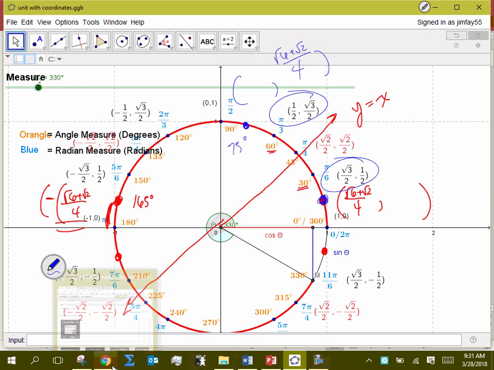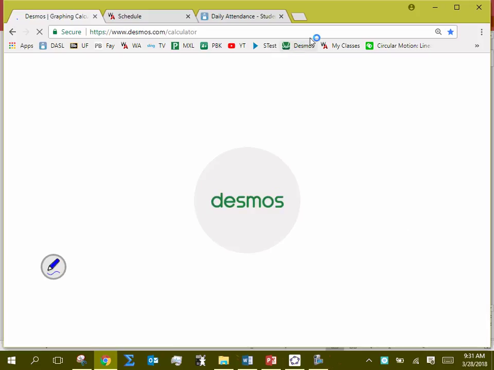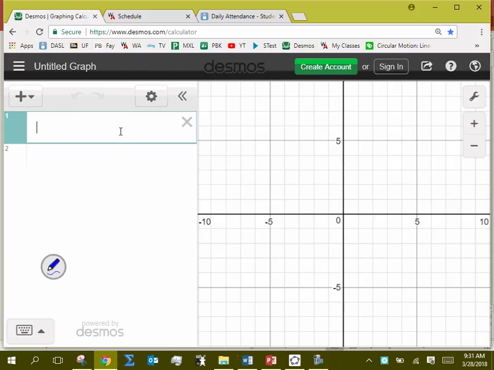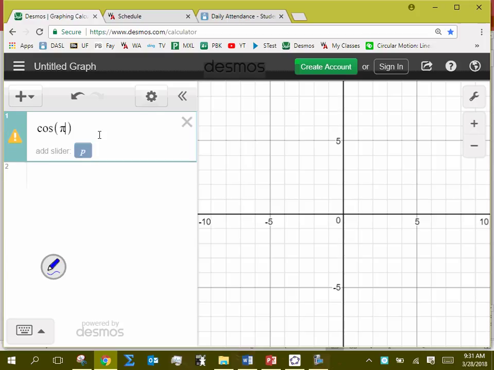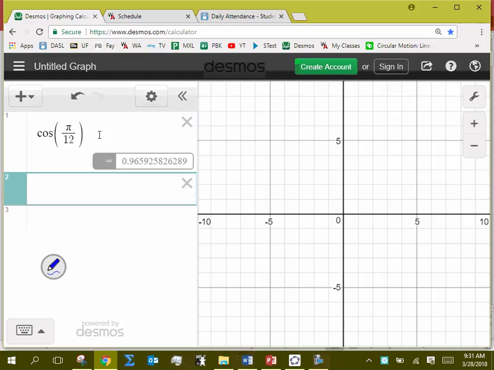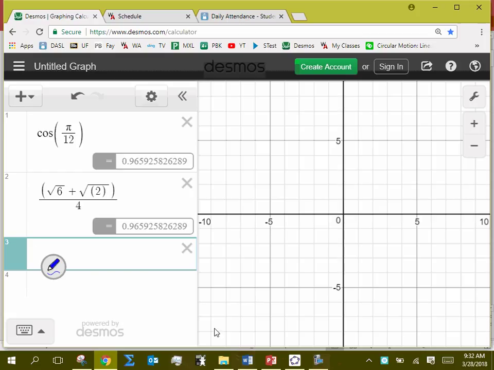And what we're doing there, guys, if we look at, I said cosine of pi over 12 was what we started with. Is just that number right there, right? Okay. Now if I do square root of 6 plus square root of 2, all divided by 4, does it give me the same number? So we just found the exact value for that on the unit circle.